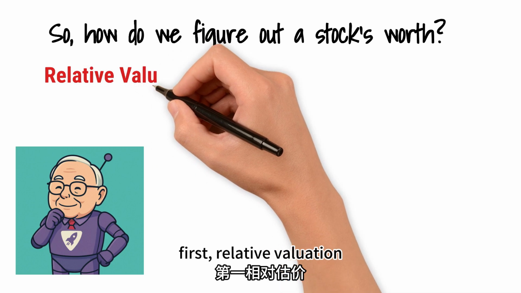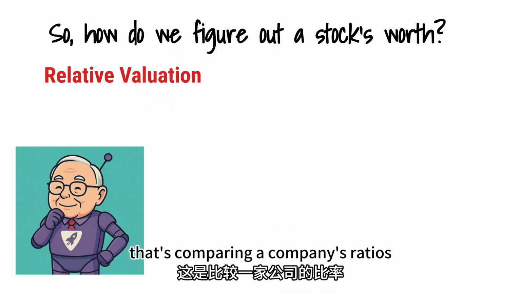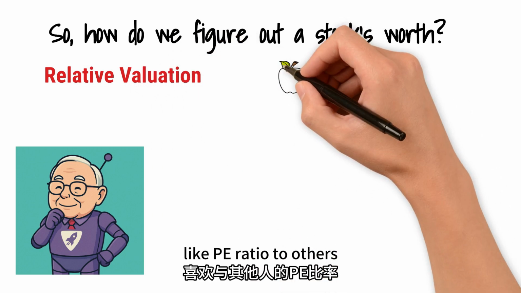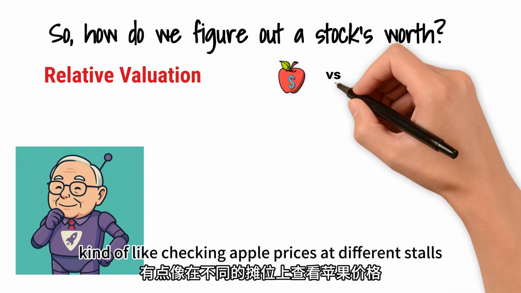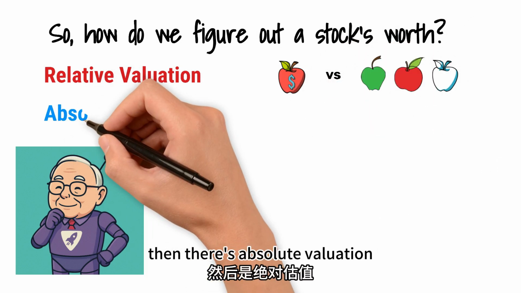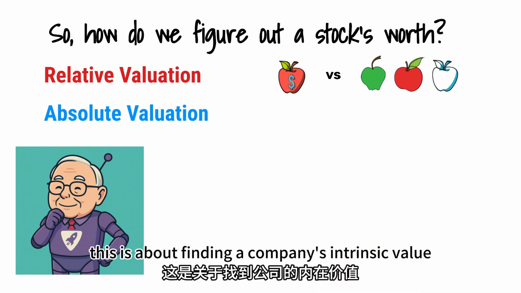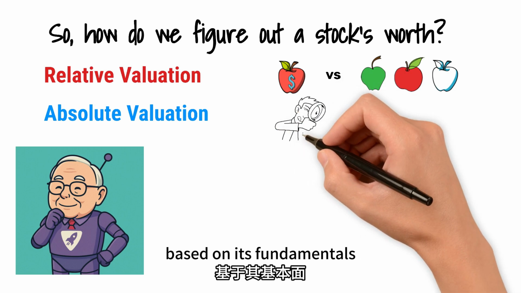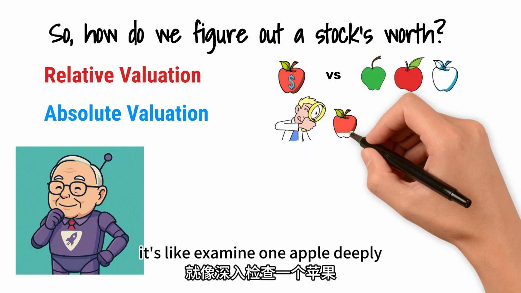First, relative valuation. That's comparing a company's ratios like PE ratio to others, kind of like checking Apple prices at different stalls. Then there's absolute valuation. This is about finding a company's intrinsic value based on its fundamentals. It's like examining one apple deeply.